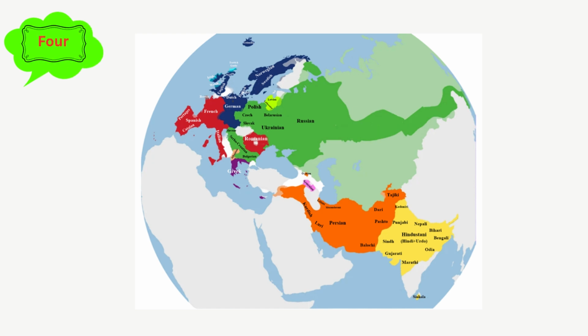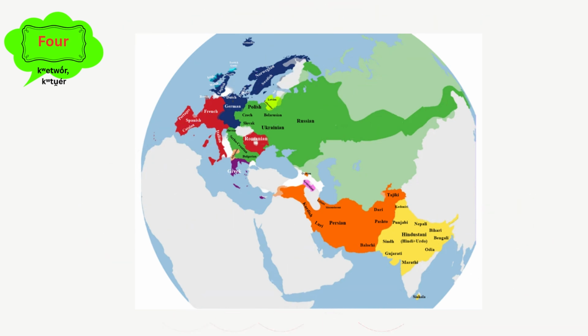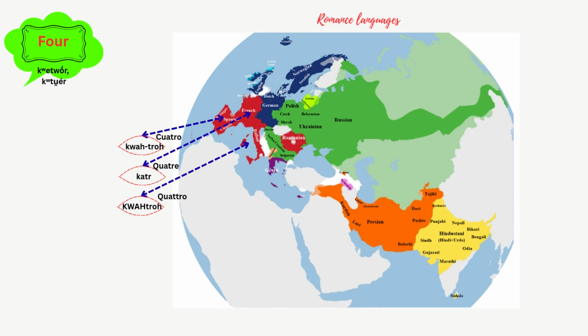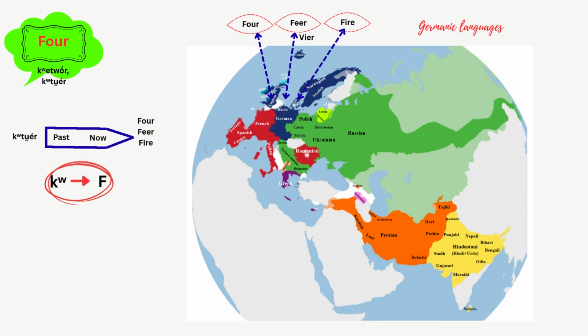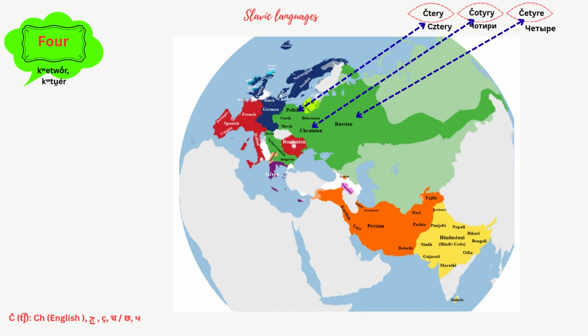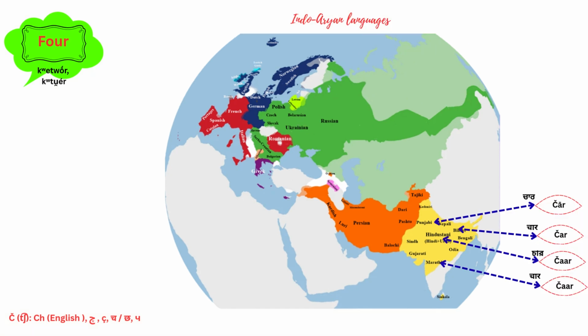Number 4. The Proto-Indo-European root in number 4 is reconstructed as kwetwores or kwetwor. Now let's look at how different Indo-European branches preserve this ancient form. In the Romance languages, we clearly see the connection to the original root. Forms like quattro closely resemble the old kw sound. In the Germanic languages, the initial K shifted to F, giving us forms such as four and fyra. Even with this change, the link to the original root remains strong. In Slavic languages like Polish, Ukrainian, and Russian, the word begins with a CH sound like chetyre and cztery, which still traces back to the kw origin.